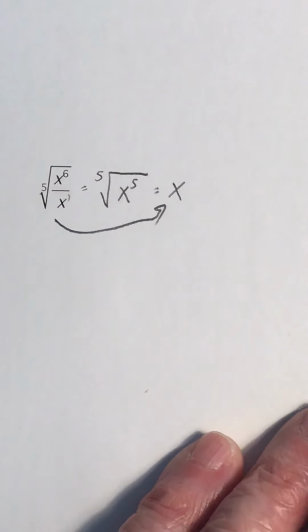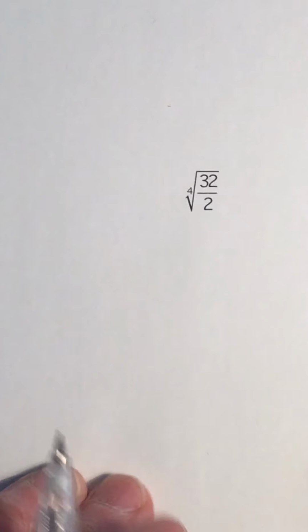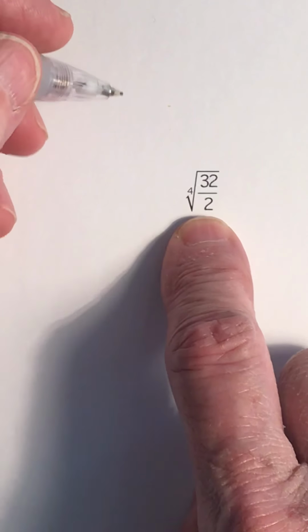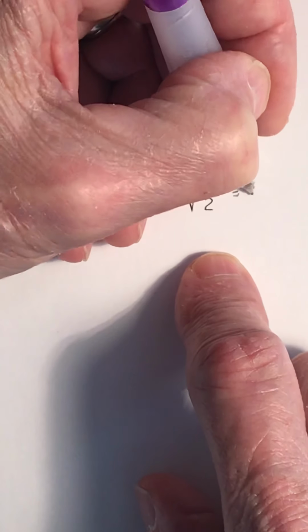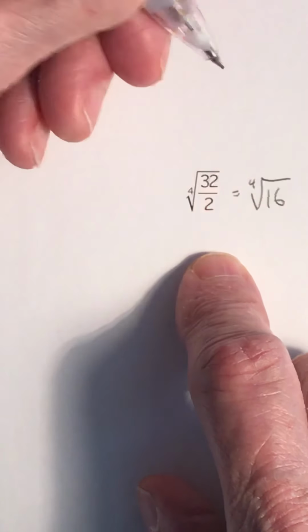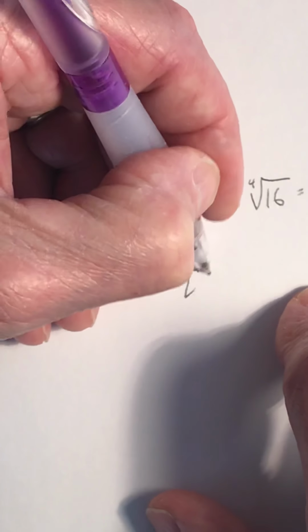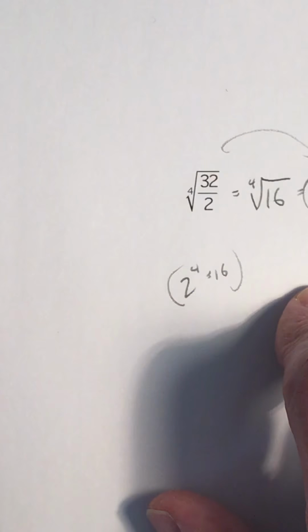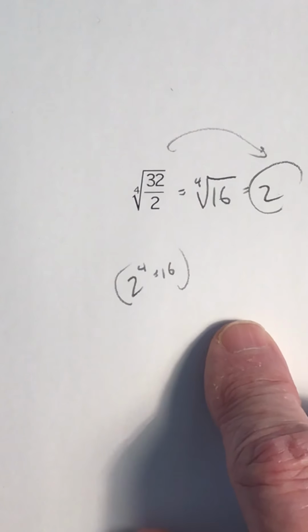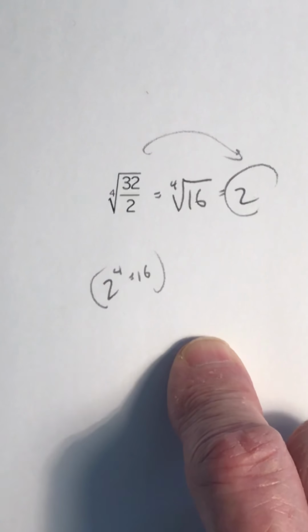Okay? And then last thing on page 3, again, reduce this, 32 divided by 2 is 16. So it's the 4th root of 16, which is exactly 2, because 2 to the 4th is 16. Okay. Oh, I'm sorry, I went off the screen there. 4th root of 16 is exactly 2, because 2 to the 4th is 16. That's the end of page 3.